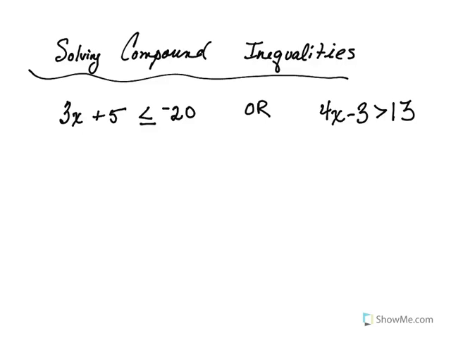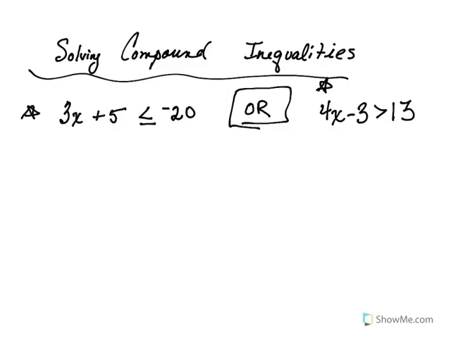This is an example of solving a compound inequality. And this is an "or" situation, okay? So one thing to note is that either this will be the case or this will be the case. There are situations like an "and" situation, where you must fulfill both requirements, but this is fulfill one of the requirements or the other.